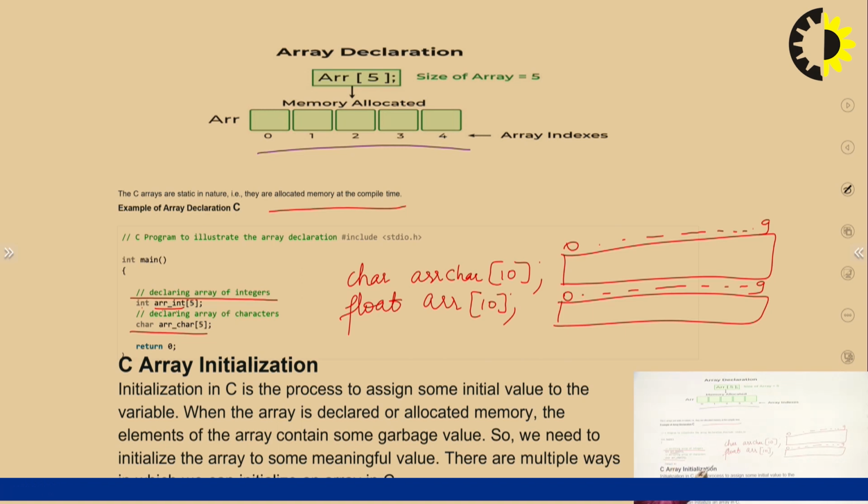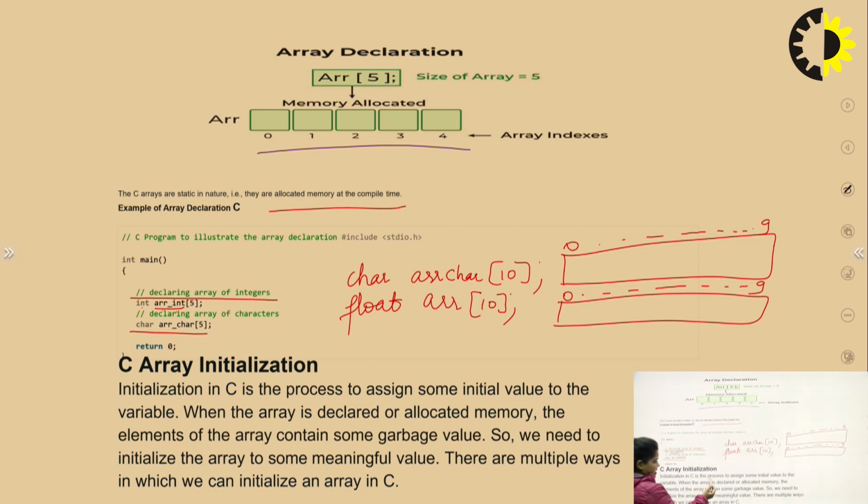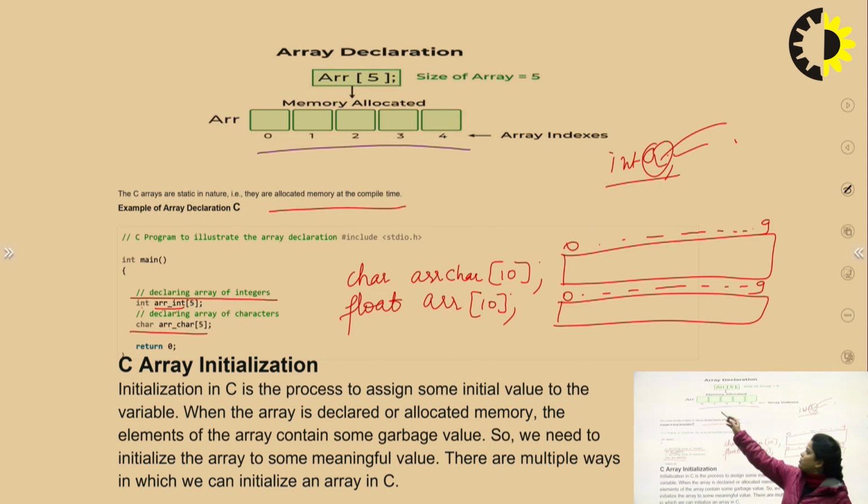Now, moving further, we'll see array initialization. Till now we have seen how we declare; now we'll see how we initialize the array. Initialization in C is a process to assign some values to a variable. Earlier, you would define int a, and then assign a value to a. It's the same case here. Initialization in C is a process to assign some initial values to the variable when the array is declared or allocated some memory. Memory is allocated; now you need to put some elements inside that memory.